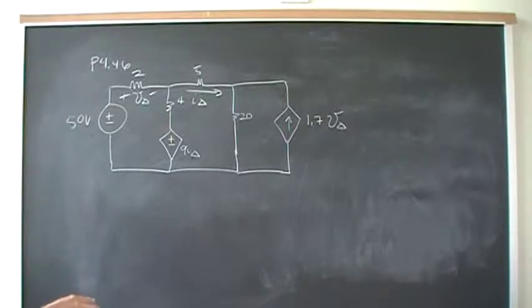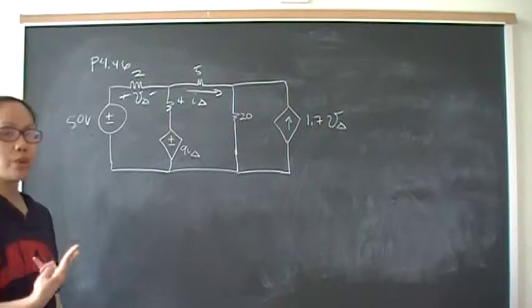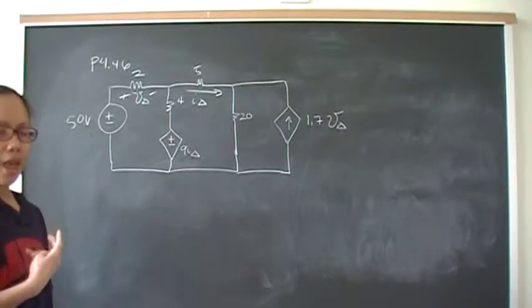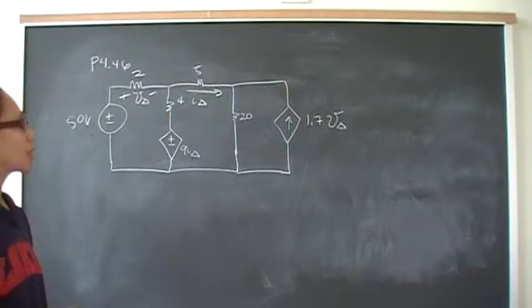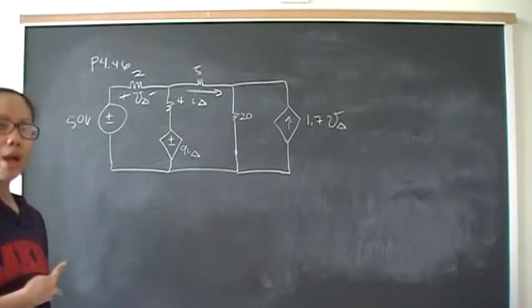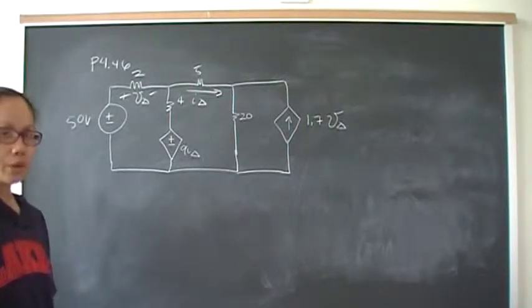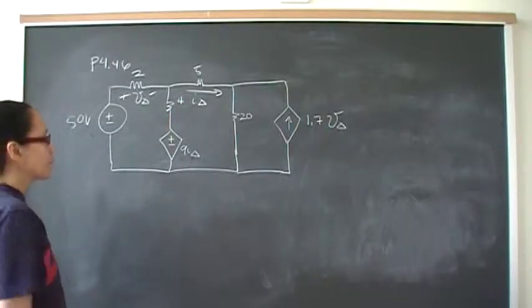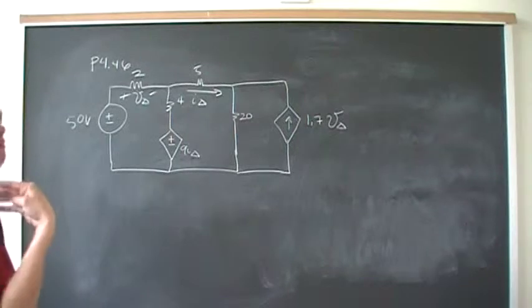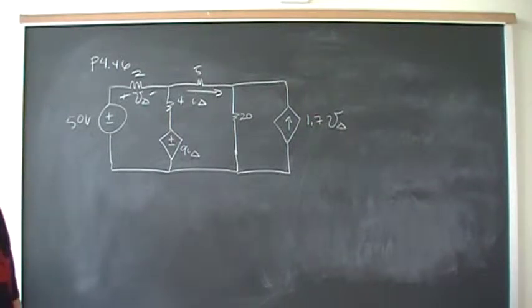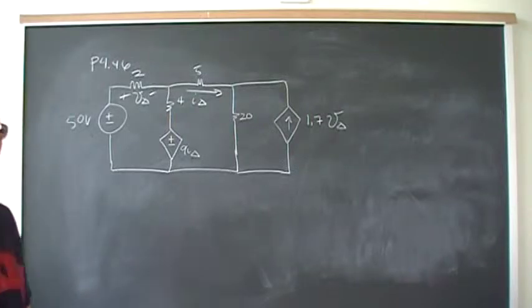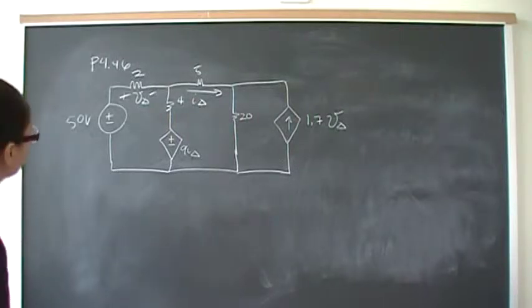Of the three power sources, I'll give you guys a hint. Two of them generate power, and one of them is dissipating power. So you take the two that generate power and add them together, and that will tell you how much power this circuit is generating, or delivered by this circuit. Okay, go ahead and pause the video and try it out, and then unpause it when you're done to check your answer.